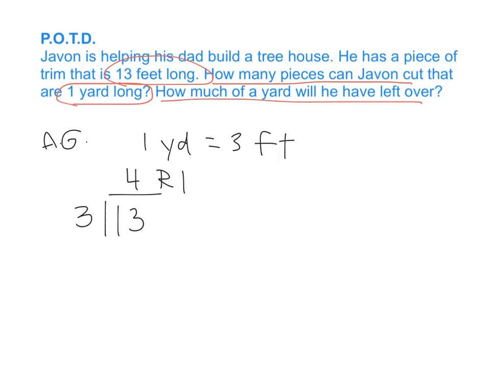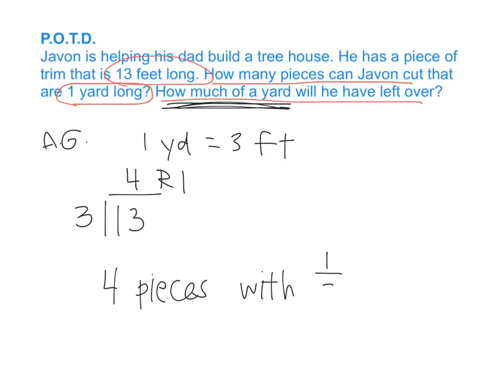Okay, so continue on. So you said there's 4 groups of 3, 4 groups of yards, and a remainder of 1. So that would answer the first part, which is how many pieces can you cut that are 1 yard long. But then there is 1 foot left. But they ask us about a yard. How much of a yard? Yeah. So it would be 1/3 of a yard left over.